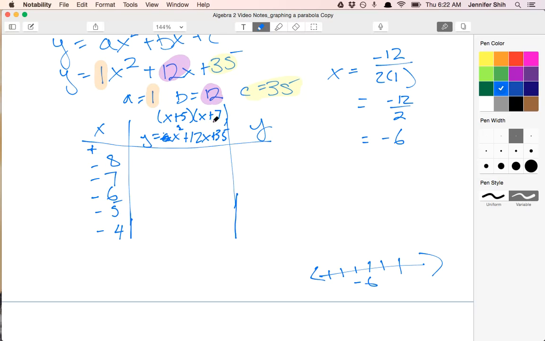X plus 5 and x plus 7, now we can plug in the x values to get y values. This is how you make a table. This is very helpful in many problem-solving situations. You make a table and it will help you.